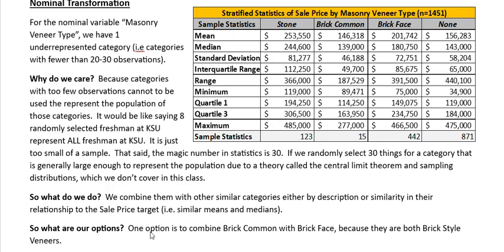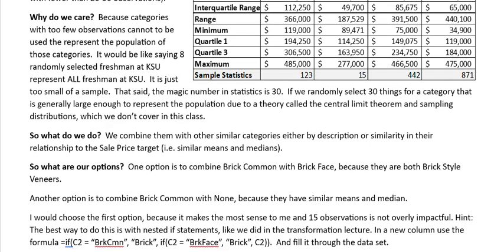Or you can just pick the most logical option to you at the time. So I would choose the first option because it makes sense to me. 15 observations, not overly impactful. The best way to do this is with those nested if statements like we did in the transformation lecture.